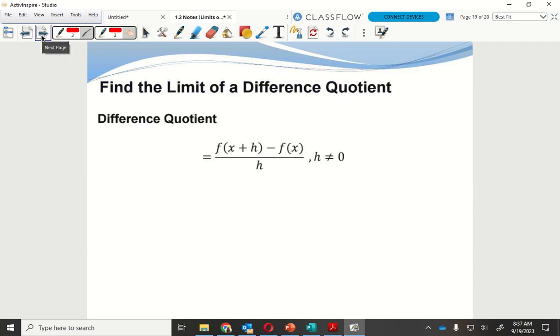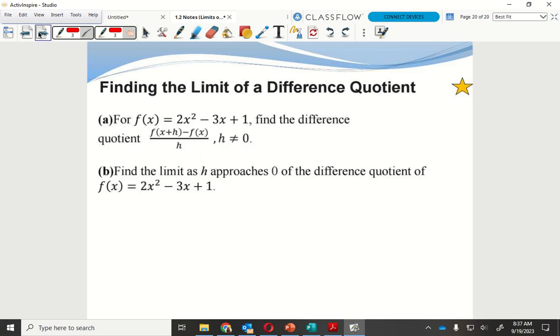So this is our difference quotient. This is what we have done before. So we could actually just plug in and use this. We're finding the limit as h approaches 0. That's what this one's going to come up with. Find the limit of a difference quotient. So for a, find the difference quotient. So we're doing the limit for this one right here. So I'm going to plug this in.